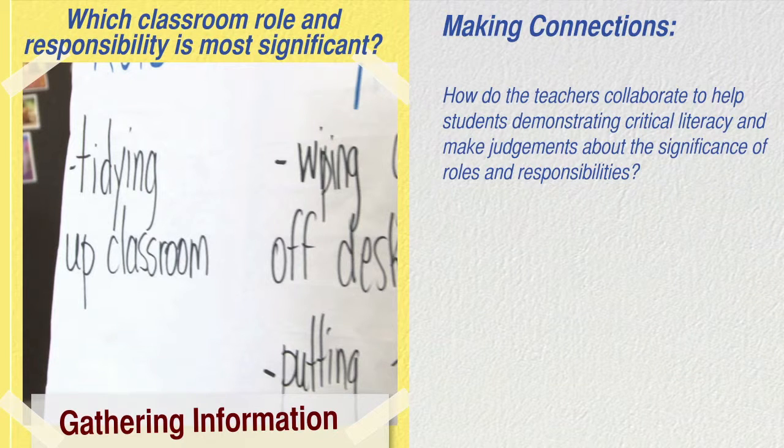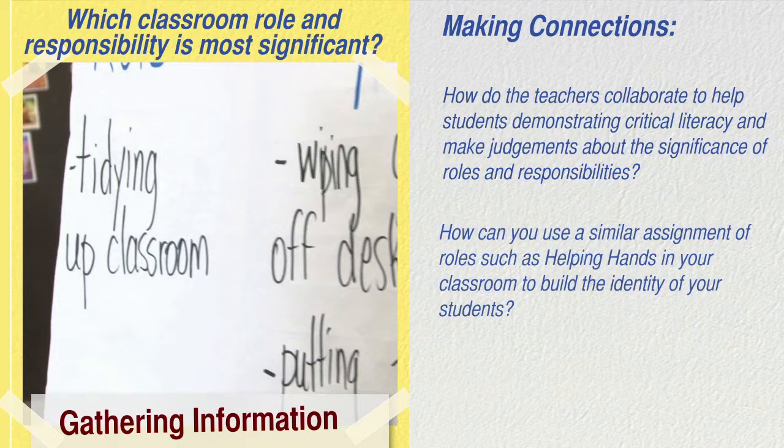As you watch this next clip, consider the following questions. How do the teachers collaborate to help students demonstrate critical literacy and help them to make judgments about significance of roles and responsibilities? How can you use a similar assignment of roles, such as helping hands, in your classroom to build the identity of your students?